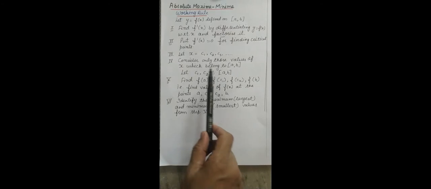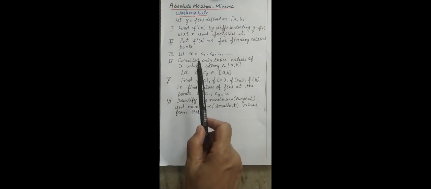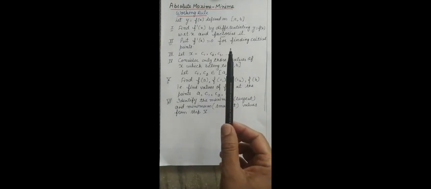Right. So let me suppose that there are two values belonging to this interval. It may be 1, it may be 2, it may be 3, but in explaining this working rule, I am taking two values. Now what will I do? Now there is no need of finding the second derivative or testing by putting in the first derivative. In absolute maxima and minima, we put these values in the function directly.